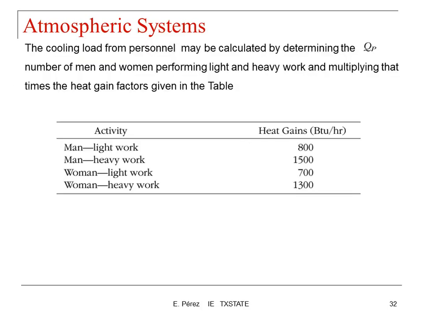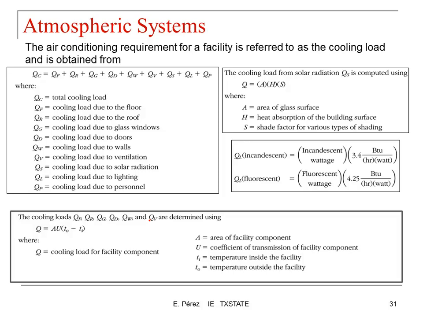So here we have, in terms of the air conditioning requirement for a facility, it's a little bit more complex because we have to take into account other things within the facility. So now we have 9 components: the floor, the roof, the glass windows, the door, the walls, the ventilation. Now we have to take into account the solar radiation, also the cooling load due to the lighting of the facility, and also we need to take into account the personnel.